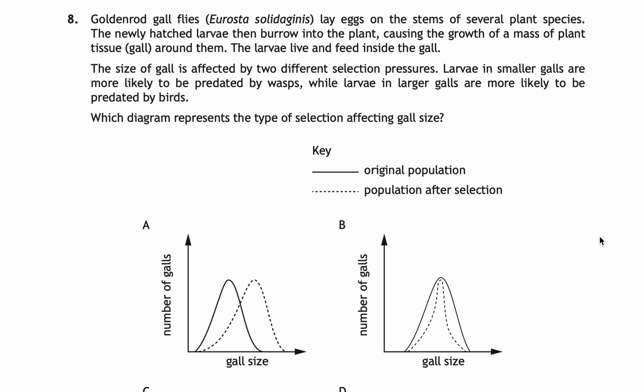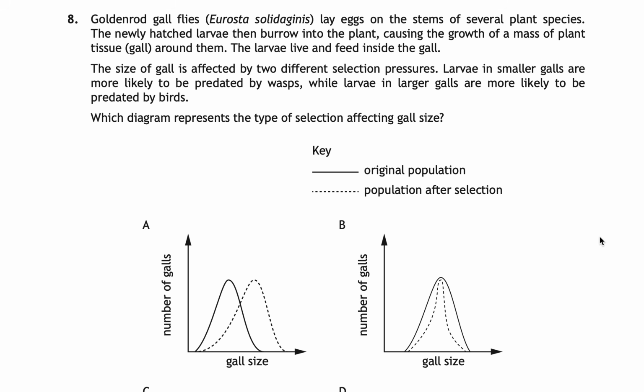For question 8, again, a bit of a longer question here, and I'll try and fit this all in. It's talking about goldenrod gallflies laying eggs on the stems of several plant species. The newly hatched larvae then burrow into the plant, causing the growth of a mass of plant tissue, the gall, around them. The larvae live and feed inside the gall. So the size of this gall is affected by two different selection pressures, and this is where the selection comes in. Larvae in smaller galls are more likely to be predated by wasps, whereas larvae in larger galls are more likely to be predated by birds.